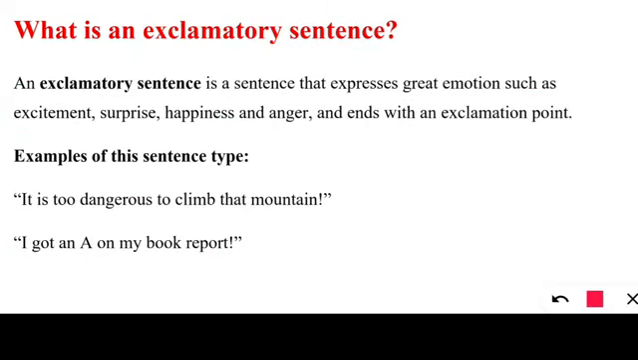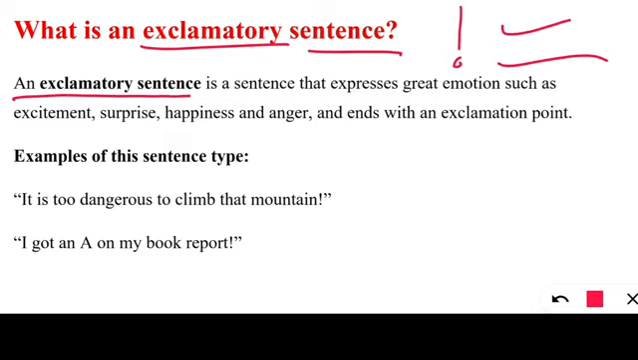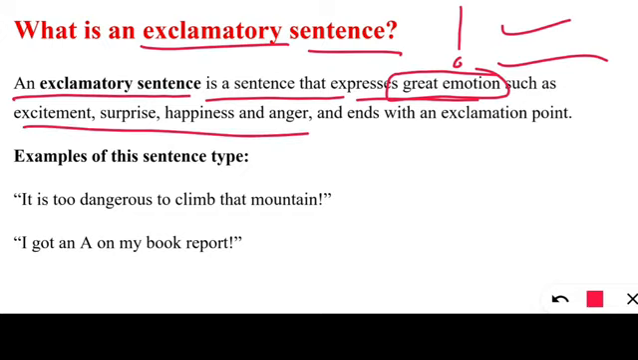The last one is the exclamatory sentence, which ends with an exclamation mark. This is the exclamation mark, right? An exclamatory sentence is a sentence that expresses great emotion. When you are so happy, so surprised, so excited, or angry, okay, and you are uttering sentences which show these emotions, then it becomes an exclamatory sentence, and this ends with an exclamation mark.